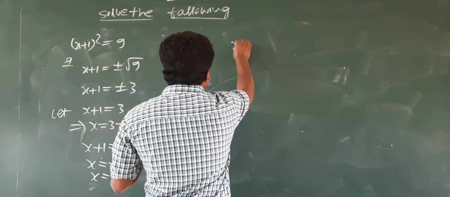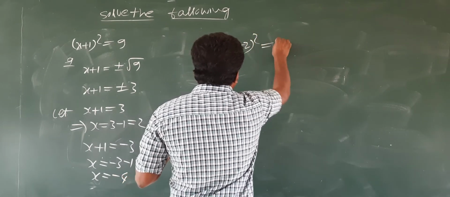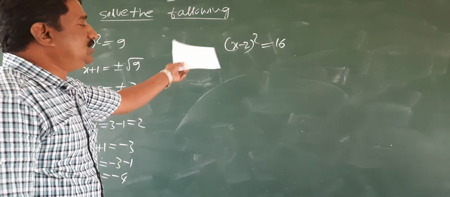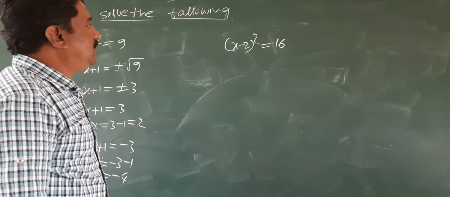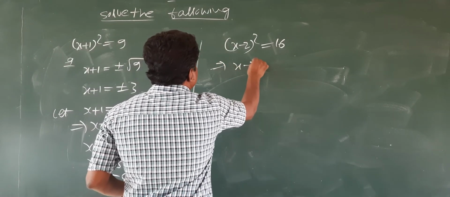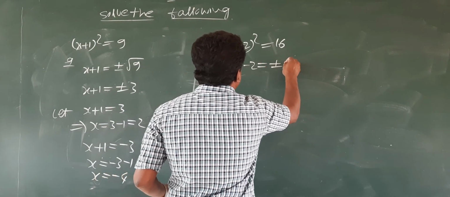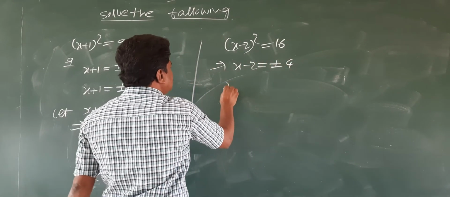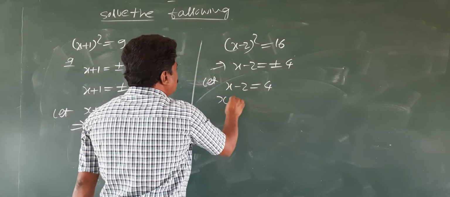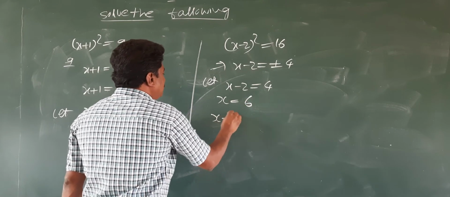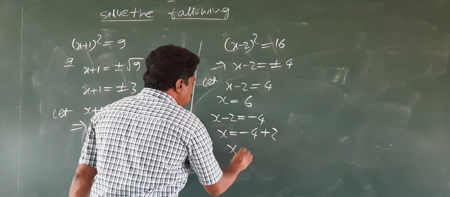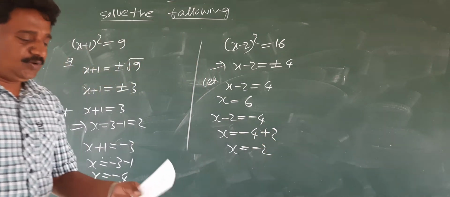x minus 2 whole square is equal to 16. Again, you send the square to the right side and it becomes plus or minus. x minus 2 is equal to plus or minus 4. Take the plus equation: x minus 2 is equal to 4, so x is equal to 4 plus 2, 6. x minus 2 is equal to minus 4, so x is equal to minus 4 plus 2. x should be equal to minus 2. We are getting two x values.